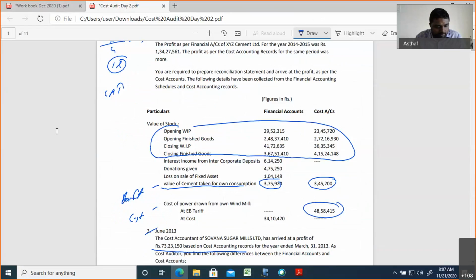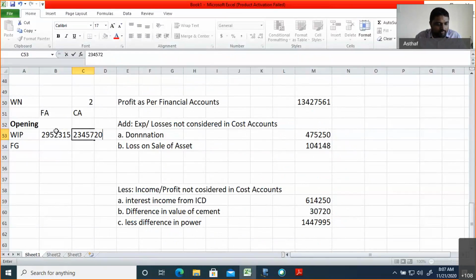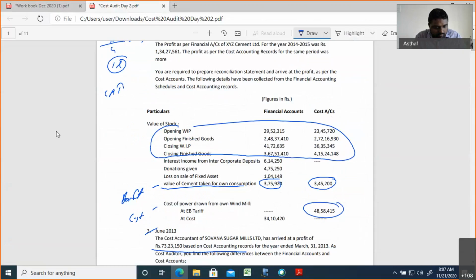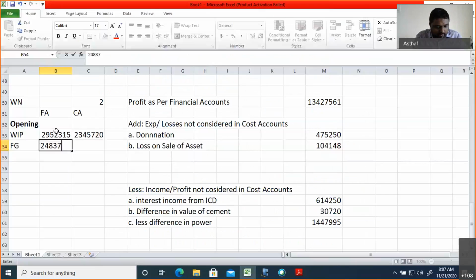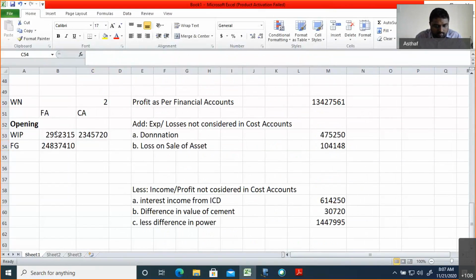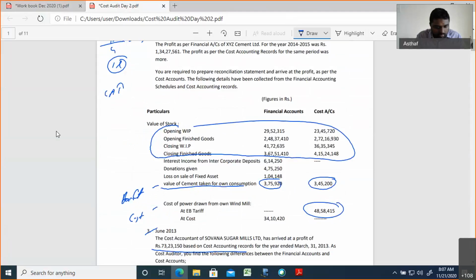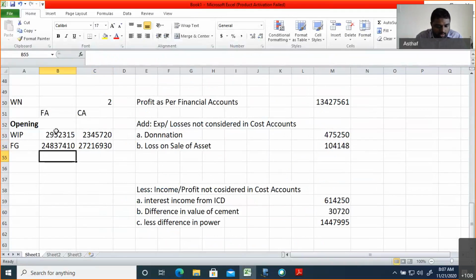$52,315. And here 23,45,720. What is the closing opening? 248,37,410. 272. So what is the total? We got it. Now what is the closing?